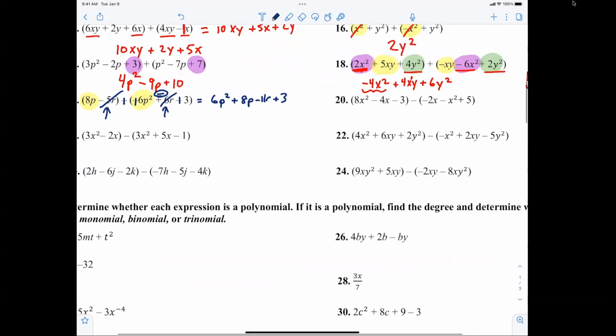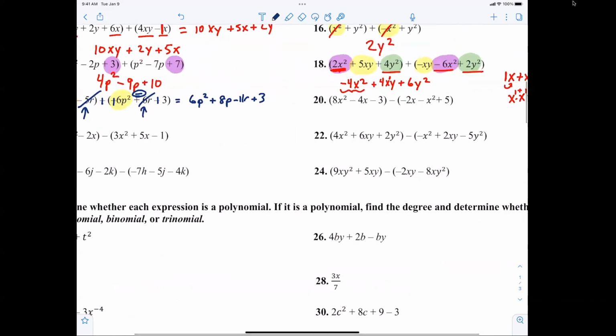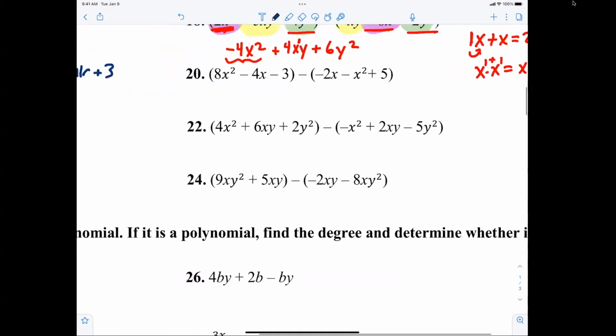Now, do number 20 without my help. All right. And Eddie, what do I do with the negative? So you do 8x squared, and then you add it with... You didn't distribute the negative yet. Come on, what do I do with that negative? So the negative turns into a positive, and the -2x becomes a positive, and the -x squared becomes a positive, and the 5 becomes a negative. Good.